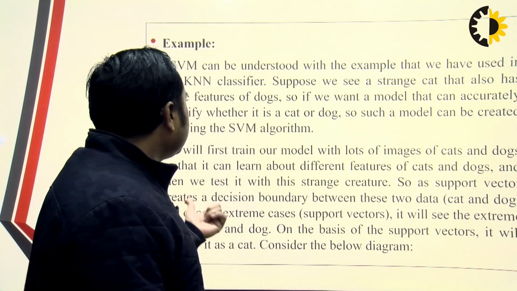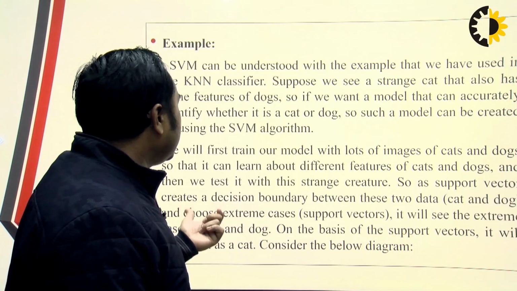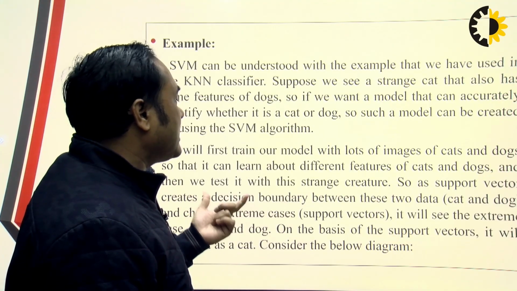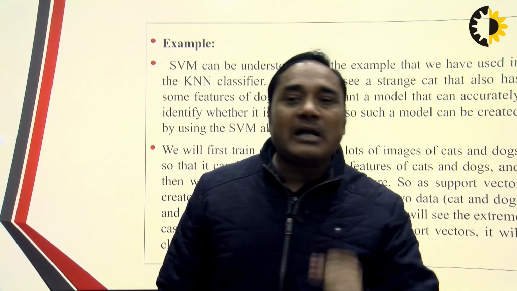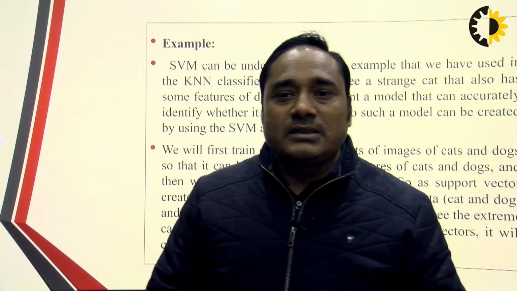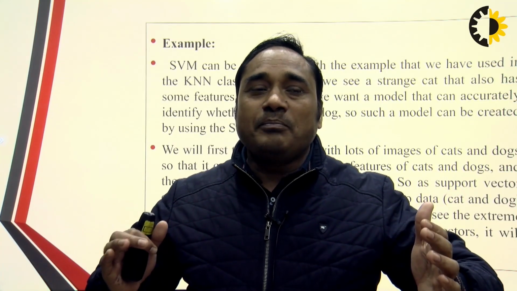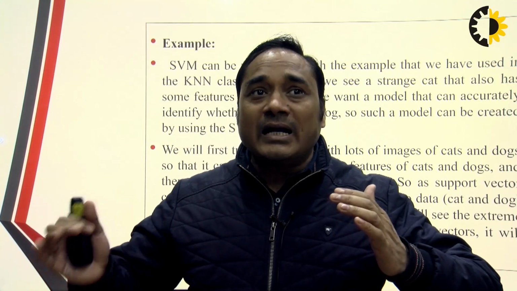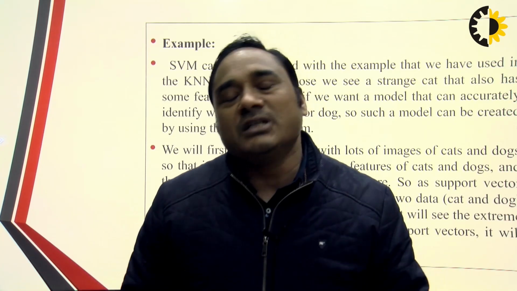Now we will first train our model with lots of images of cats and dogs, so that it can learn about the different features of the cat and dog. Then we can test it with a strange creature. I have already discussed that. If you are going to differentiate whether this is a cat or a dog, in the early age of the cat and dog, they have more common features.